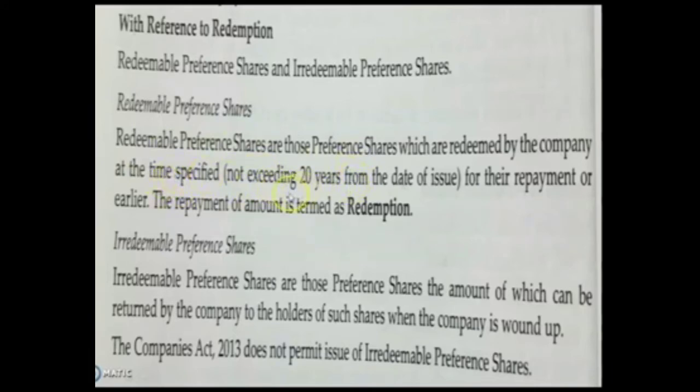That may be 20 years or more than that. So as per the decision between preference shareholders and the company, it depends. After the time specified, the preference shareholders will get back their money which they have invested in the business. That process of giving back the cash which is invested is known as redemption. So that is redeemable preference shares. Redeemable preference shares mean the company will make payment after this time specified.